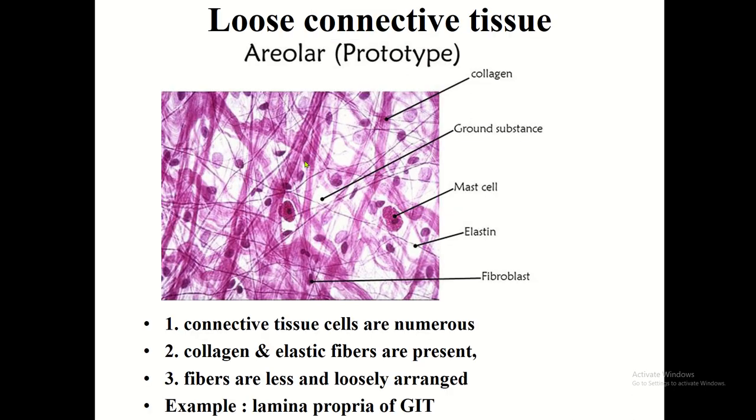This is the loose connective tissue. The connective tissue cells are numerous. This is a fibroblast, this is a mast cell, and this empty background is the ground substance. This ground substance is washed out during histological slide preparation, and there is a wavy, thick, pink collagen fiber and black thread-like branched elastic fiber present. Why is it known as loose connective tissue? Because the fibers are loosely arranged.